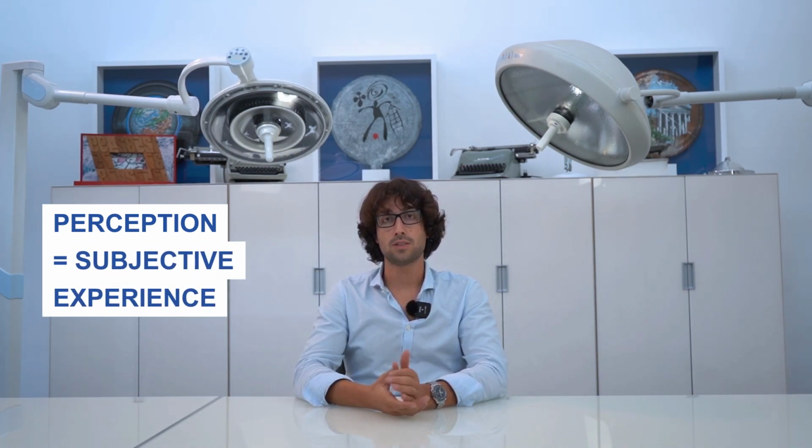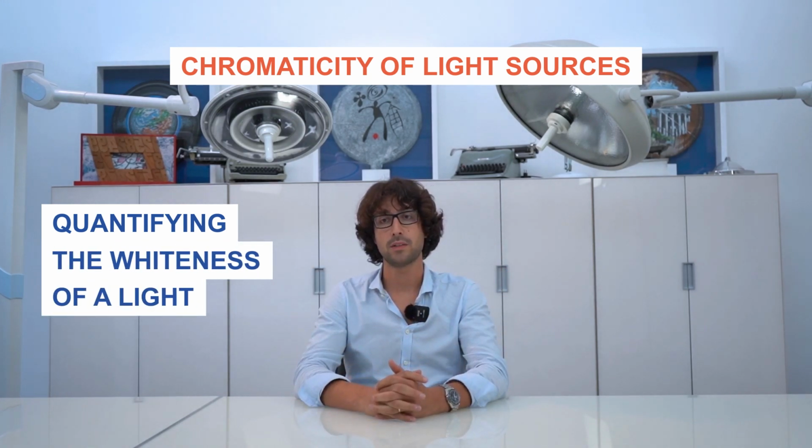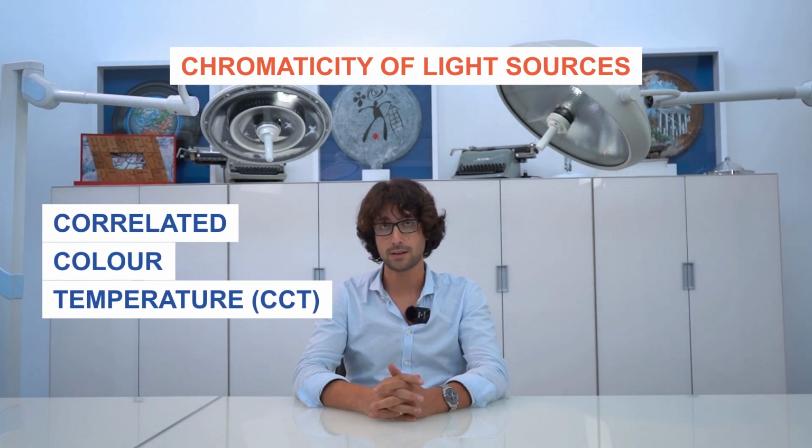Both warm and cold lights display a range of chromatic shades that are easily visible to the naked eye. The perception mentioned here is actually a subjective experience and serves as an indication for discussing the chromaticity of light sources. Chromaticity provides a way to measure the degree of whiteness in a light source, and in order to carry out this measurement, we rely on the concept of correlated color temperature, which is measured in Kelvin degrees.